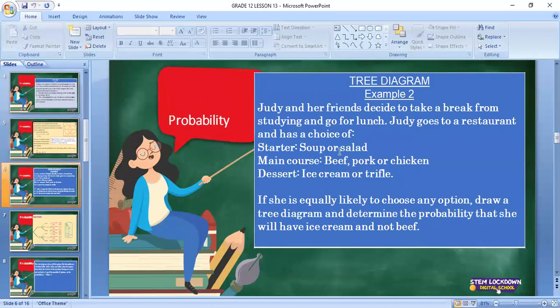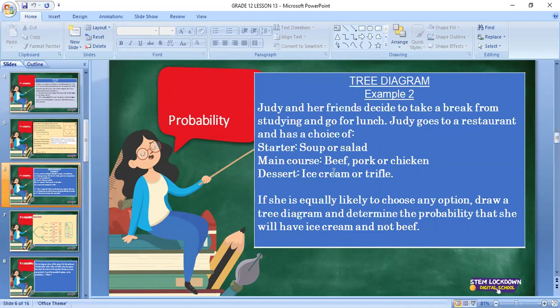Let's see another example using the tree diagram. Tree diagram, example 2. Judy and a friend decide to take a break from studying and go for lunch. Judy goes to a restaurant and has a choice of starter, either a soup or salad, and then a main course which can be either beef, pork, or chicken, and a dessert which can either be ice cream or truffle. Now, if she is equally likely to choose any option, draw a tree diagram and determine the probability that she will have an ice cream and not a beef.